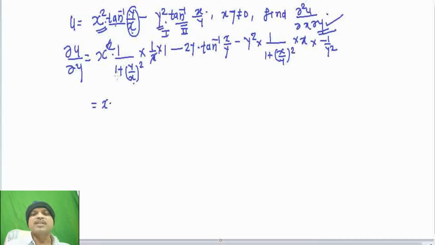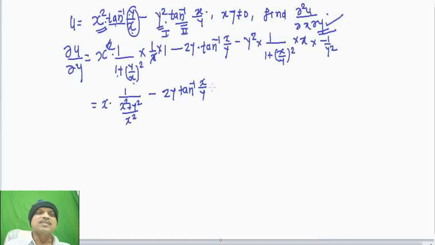So we take here LCM and we get 1 divided by x square plus y square divided by x square minus. Now you can see that here minus 2y as it is into tan inverse of x divided by y. There is no need to simplify this term. This is already in simplified form.